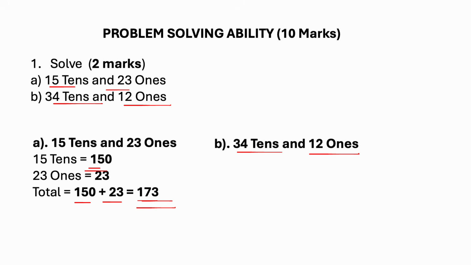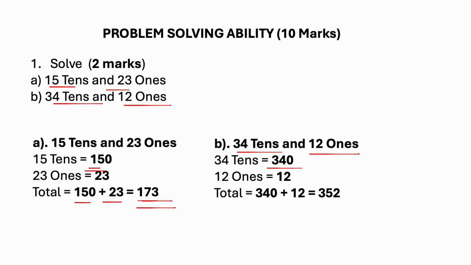Next one, 34 tens and 12 ones. 34 tens is equal to 34 into 10, that is 340. 12 ones is equal to 12. So total 340 plus 12, that is 352.